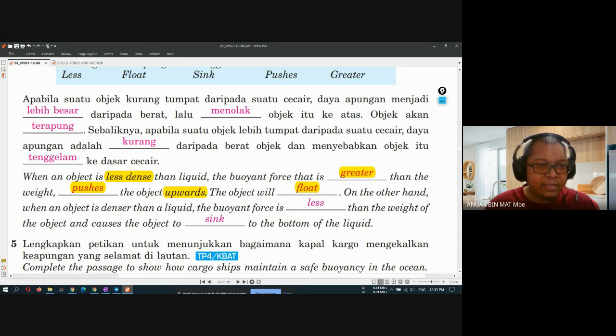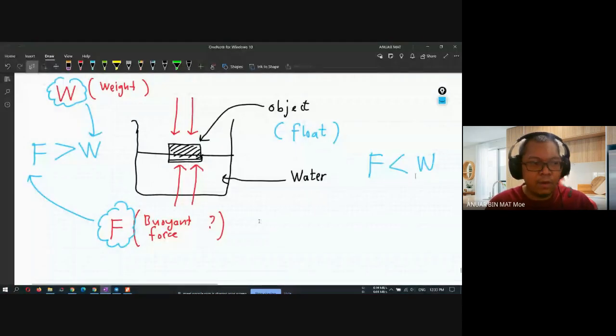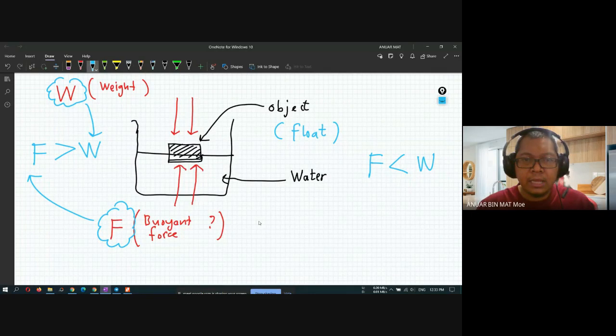On the other hand, when the object is denser than the liquid, the buoyant force is less than the weight of the object, and this causes the object to sink to the bottom of the liquid. For example, like here, why does the object float? Because the buoyant force is more than the weight, number 1.